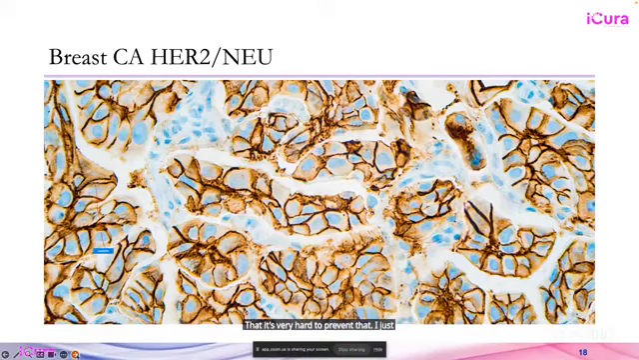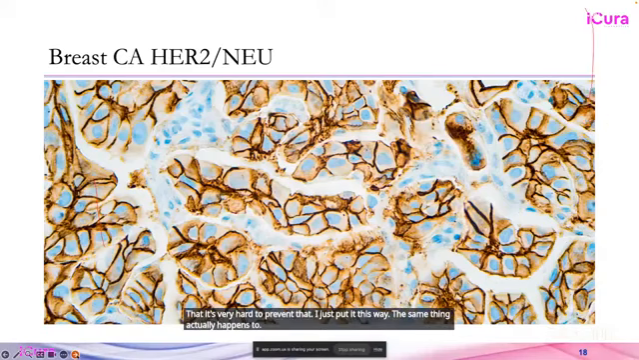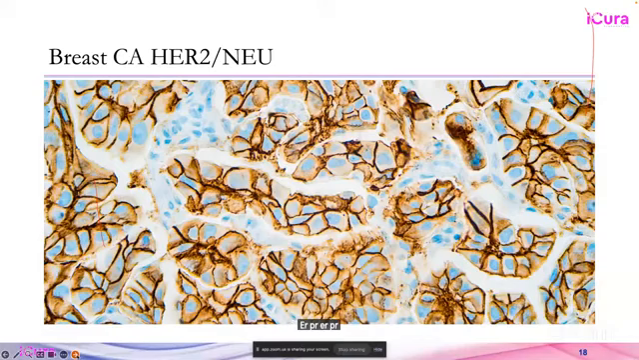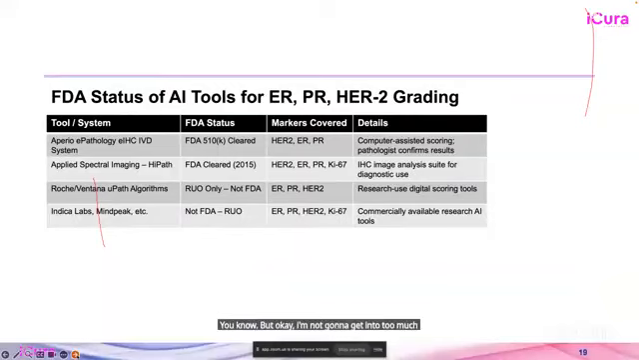I just put it this way. The same thing actually happens to ER, PR, HER2. There are regulations trying to tightly control that inter-observer variance, meaning there's so-called proficiency testing from CAP that everybody has to pass, but okay, I'm not going to get into too much detail on that.